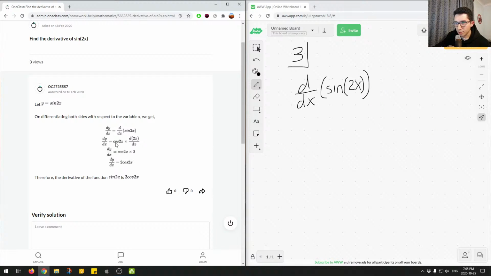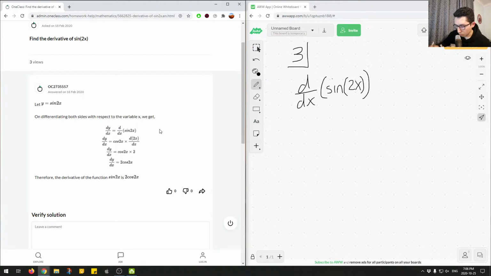You can see here the derivative of sine 2x is cos 2x times the derivative of the inside, which is 2x. That's what we get over here. Then we can complete this by itself. The derivative of 2x is just 2, and that's how you get 2 cos 2x.